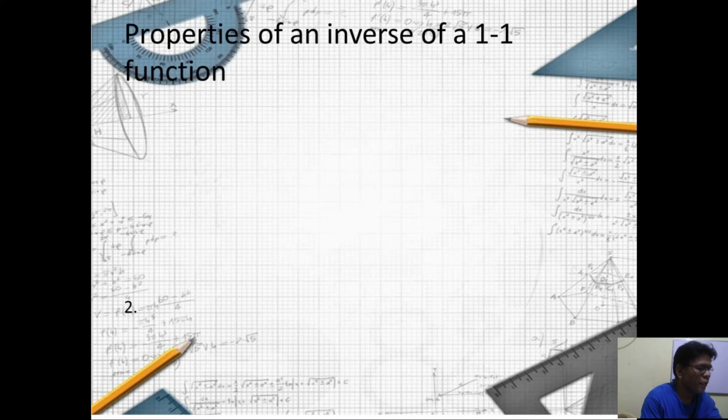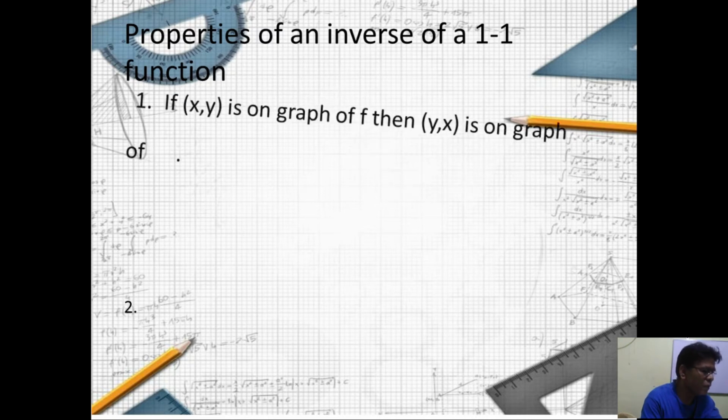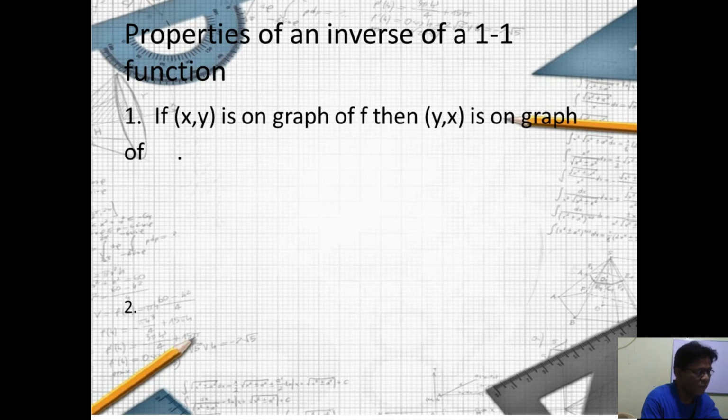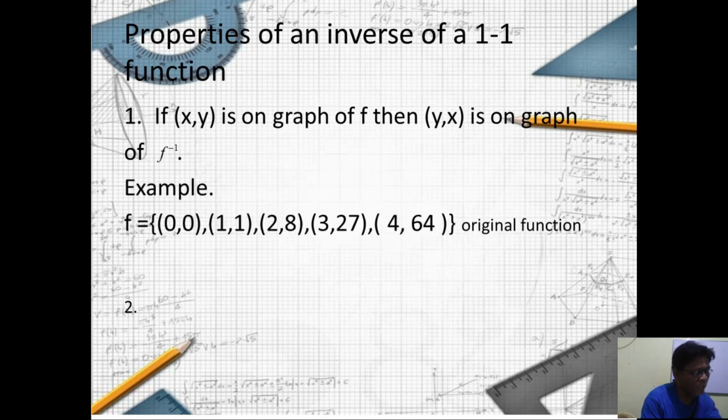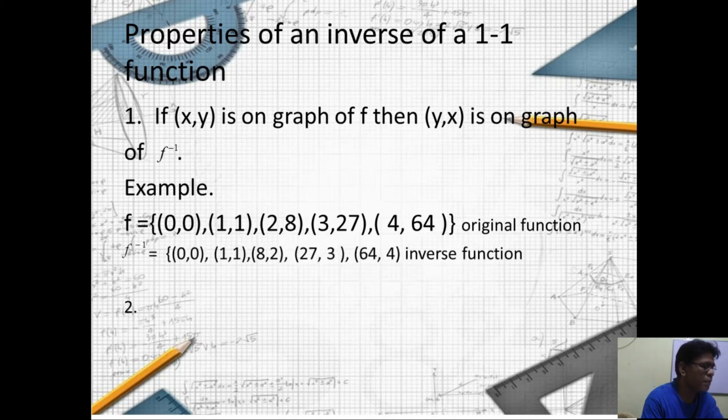Okay, so, properties of the inverse of a one-to-one function. Number 1, if the ordered pair (x, y) is on the graph of f, then the ordered pair (y, x) is on the graph of f inverse. Example, this relation is a function. Then this is the inverse of the function.